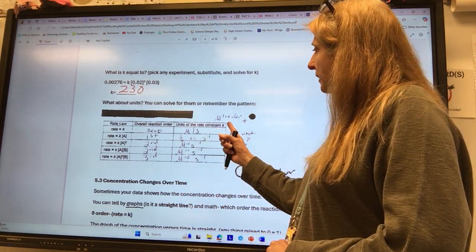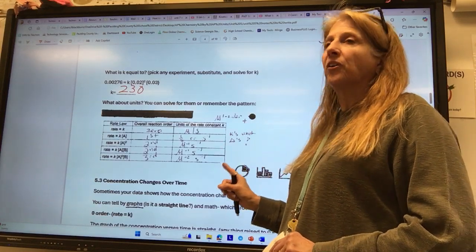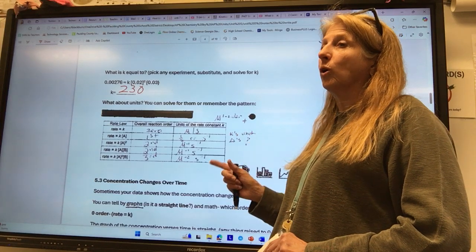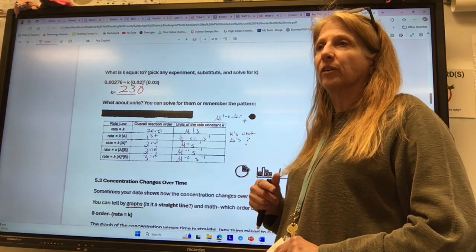So how you do it is, the unit for time always goes in the denominator. So seconds is always in the denominator, because if you remember our original rate equation is change in concentration over time.